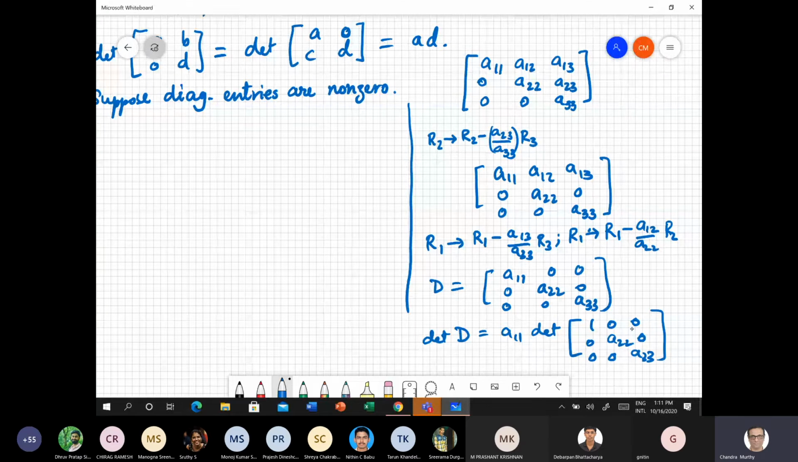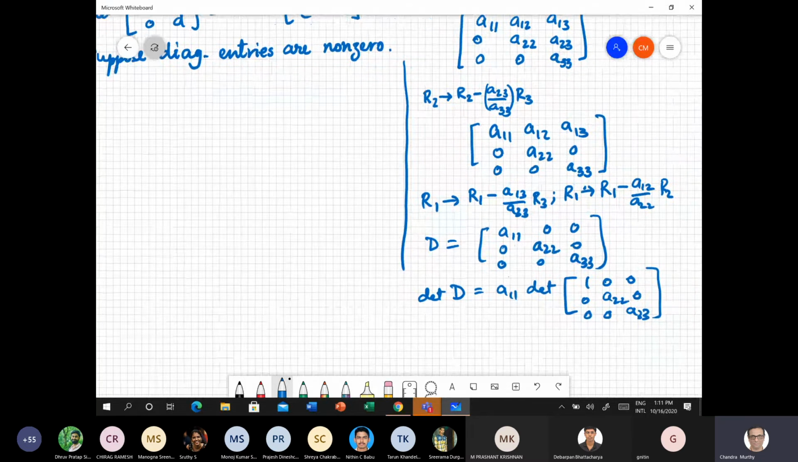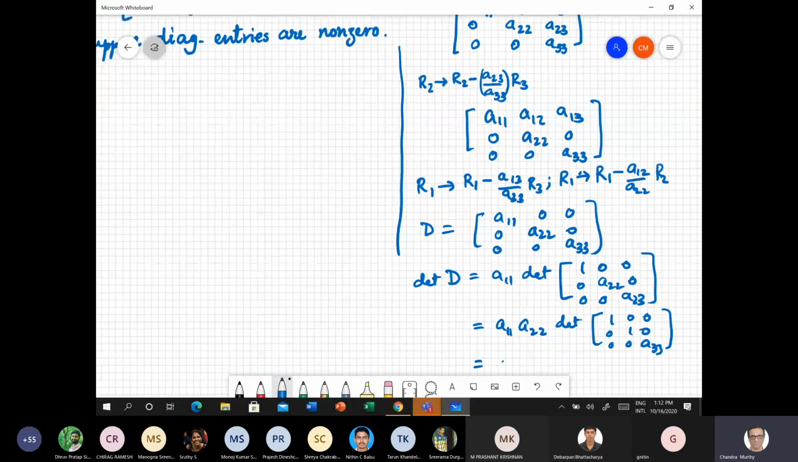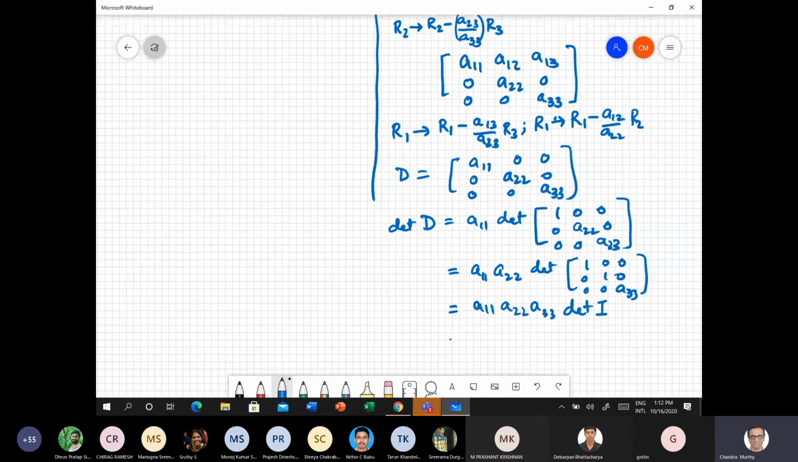And then I can once again exchange rows 1 and 2. So the determinant will once again change sign. It will be back to the same old sign as here. So I can write this as A11, A22, determinant of 1 0 0 0 1 0 0 0 A33. And then I can pull out A33 and write this as equal to A11, A22, A33 times the determinant of the identity matrix, which is equal to A11, A22, A33. So it's the product of these diagonal entries.